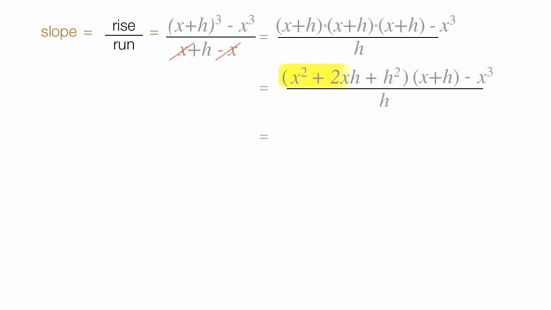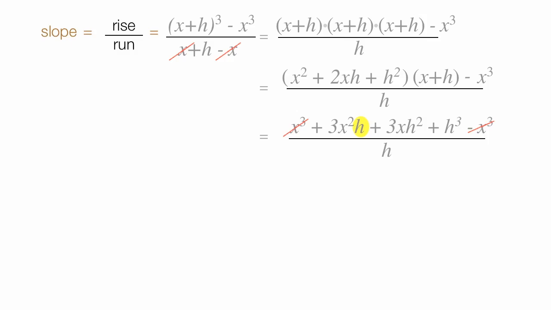If I multiply these two together, I get x cubed plus 3x squared h plus 3xh squared plus h cubed. That's hard to say. Now I subtract off x cubed. Notice that this x cubed and this x cubed cancel each other out. Well, this divided by h.